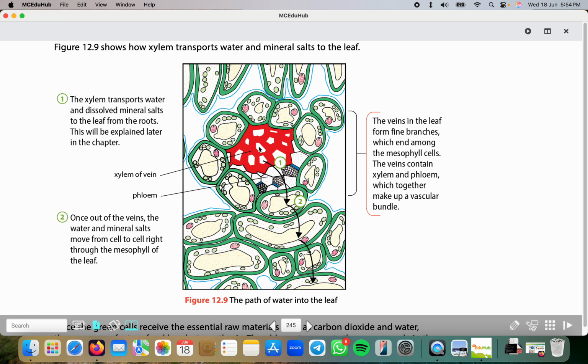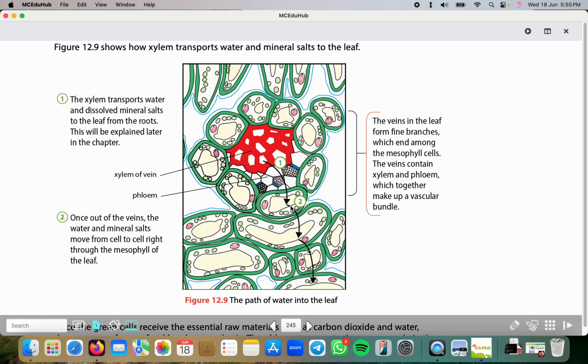Okay, so once the water has reached this top area, the water and mineral salts will move from cell to cell through the mesophyll of the leaf. What does that mean, cell to cell? That means that from here, it moves to this cell. And then this cell now has higher water potential, because it got more water as compared to the next cell.